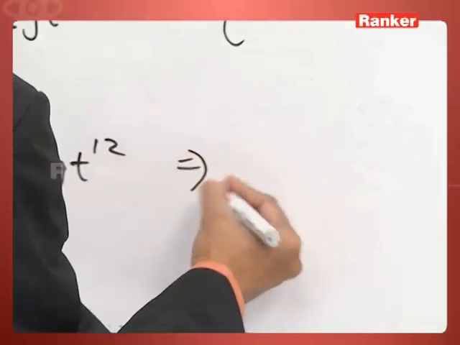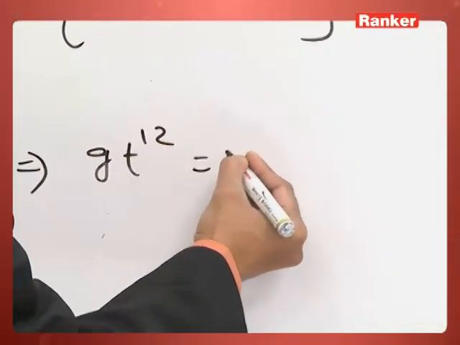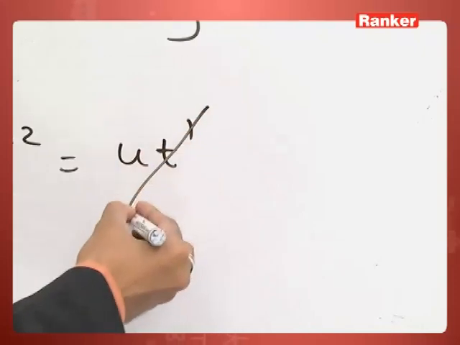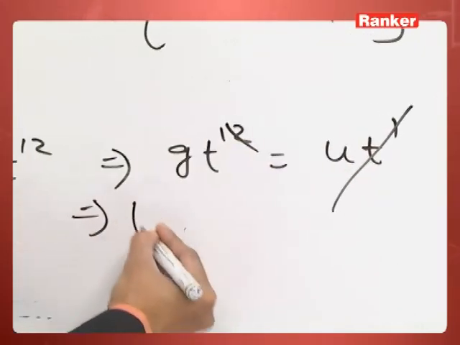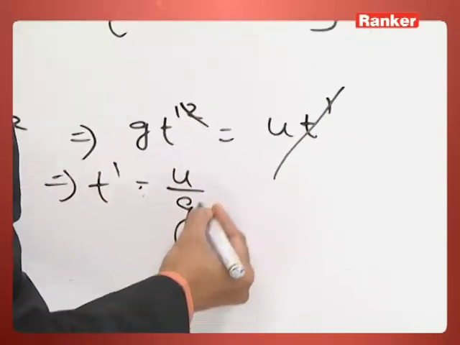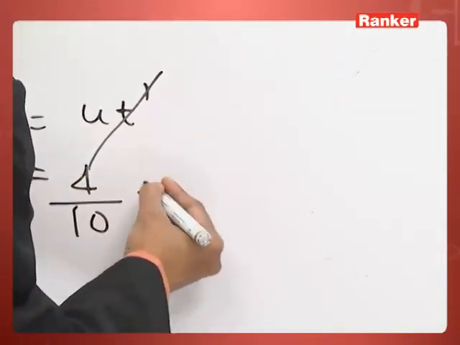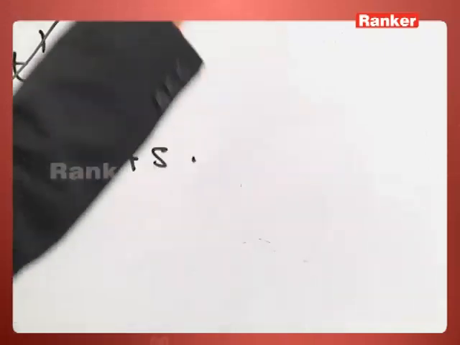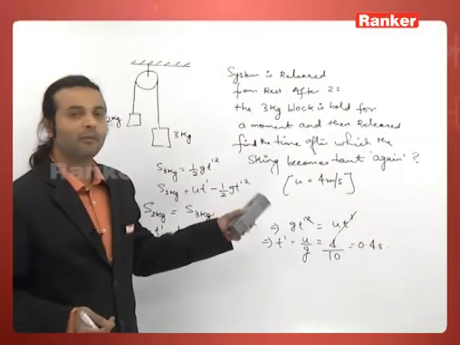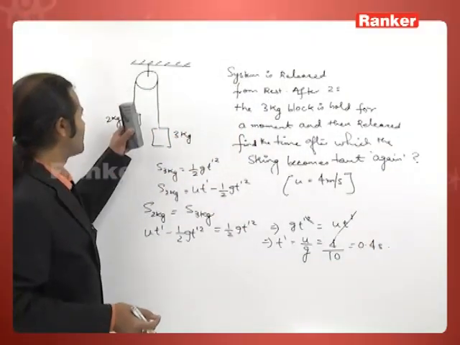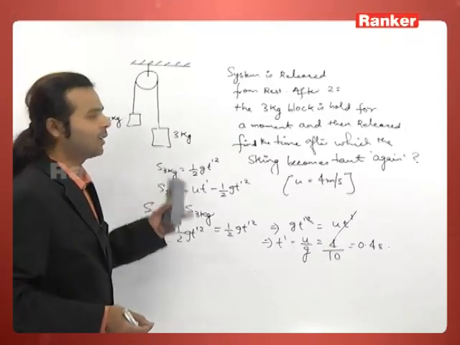That implies g t dash square is equal to u t dash, t dash cancels out. So t dash is u by g. You have got earlier 4 by 10. So after 0.4 seconds, the string will become taut again.